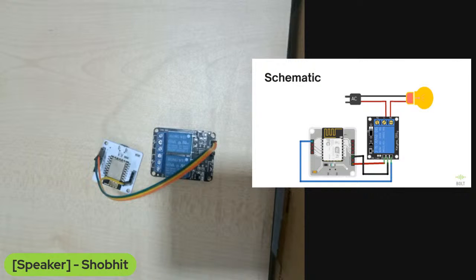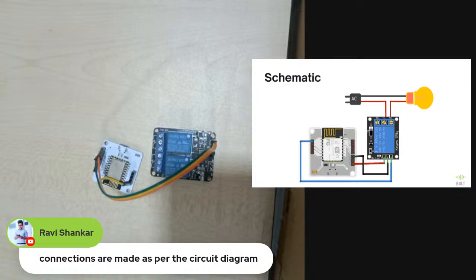The connections are very simple. There are three pins on the relay. There are three pins that you need to connect to the Bolt Wi-Fi module. One is 5 volt, one is ground, and one to pin number 1. We don't need any Arduino Uno for it. Simply the Bolt Wi-Fi module will work.